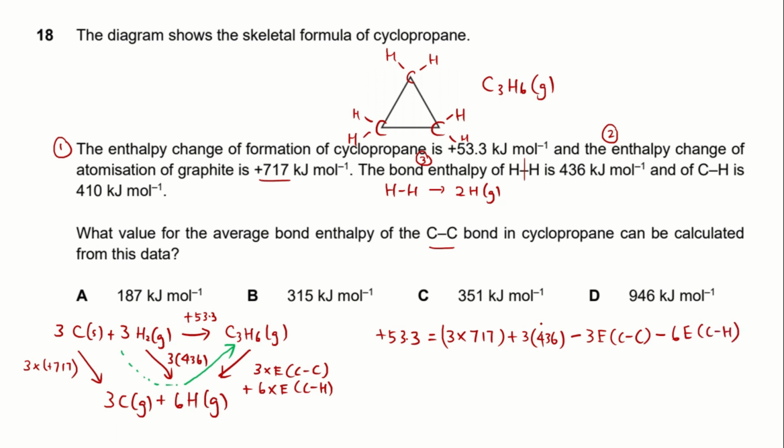So in the equation, you can see that I place a negative sign in front of these two bond energies because I want to change the direction of the arrow. Right, we have the bond energies of the C-H bond. That's the fourth information that is given to us here. So I'm going to substitute the bond energy of the C-H bond to 410.